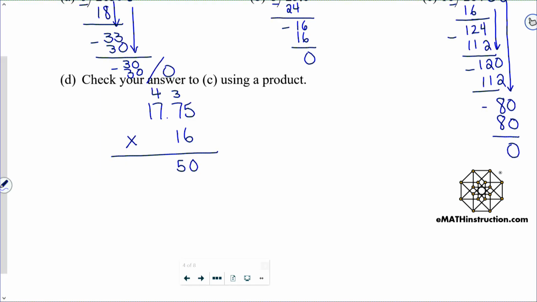I got to watch out not to do this too quick. 6 times 7 is 42. Plus 6 is 46. And 6 times 1 is 6. Plus 4 gives me 10. I'm going to erase all these little numbers because I don't want them to confuse you.